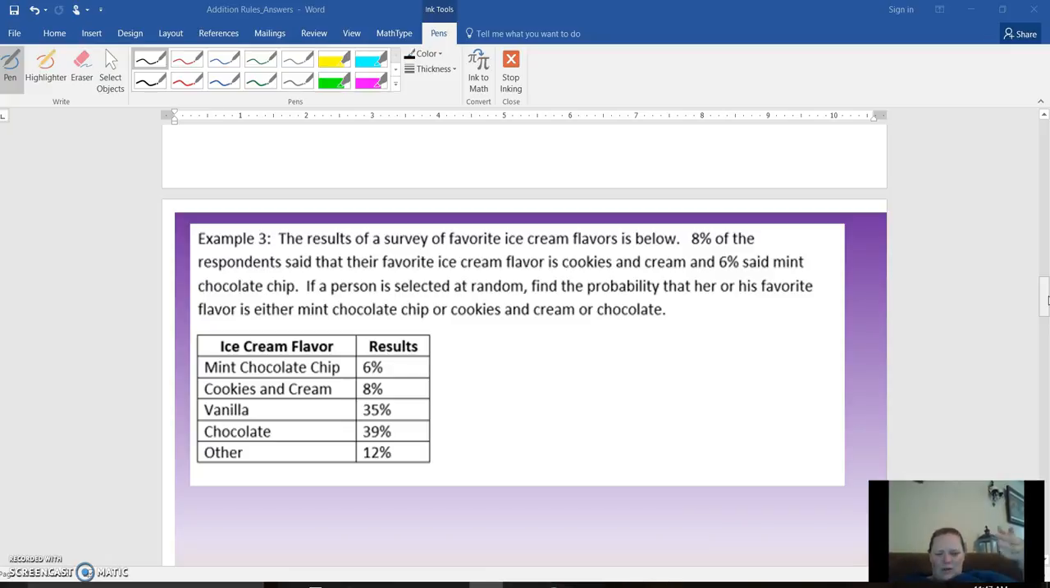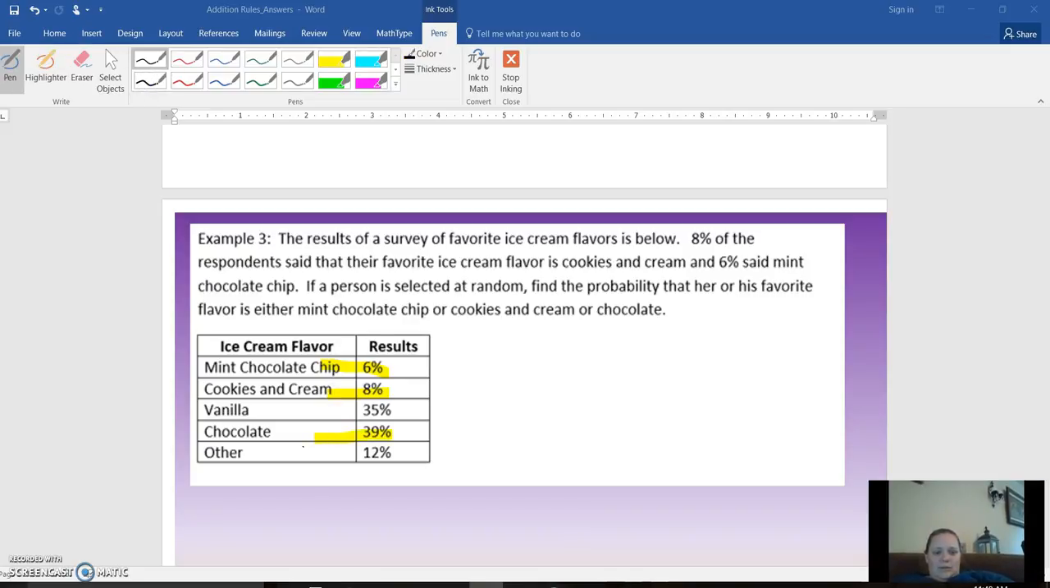Okay, sorry, focused. Okay, ice cream flavors is below. Favorite ice creams. 8% said theirs is cookies and cream. 6% said mint chocolate chip. The rest are right there. If a person is selected at random, find the probability that his or her favorite is mint chocolate chip, cookies and cream, or chocolate.